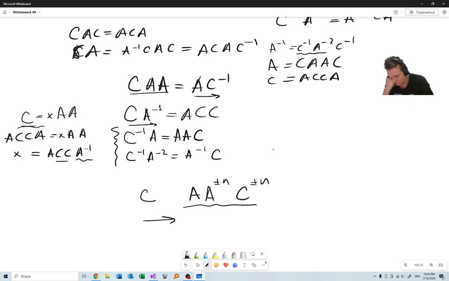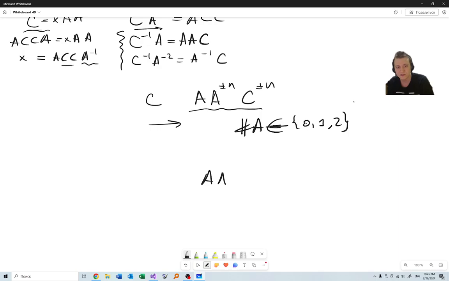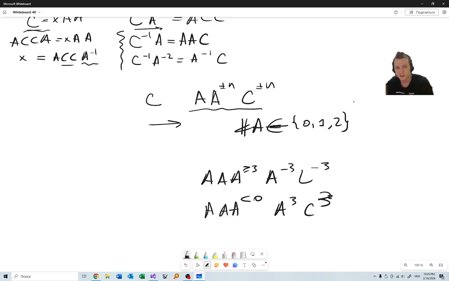Actually, can we also say that the number of a's is 0, 1, or 2? I think we can, because if we have at least 3 a's, we can multiply it by a to the power minus 3 and c to the power minus 3. And vice versa, if we have the number of a's less than 0, then we can multiply it by a cubed c minus c cubed and also restore it. So we always have 0, 1, or 2 a's.